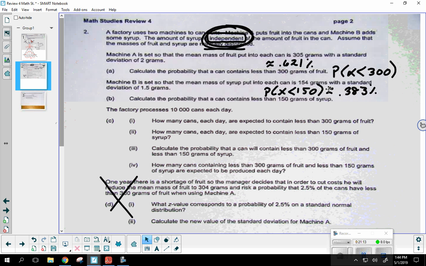Okay, so how would I solve the first and second parts of C? What do I do? Just apply the 3 percentages to the amount that... Yeah, so see, what we found before was the probability that a can, for example, contains less than 300 grams of fruit. It says how many cans each day are expected to contain less than 300 grams of fruit. So we've got the percentage, but what am I going to multiply that by? There are 10,000 cans per day.